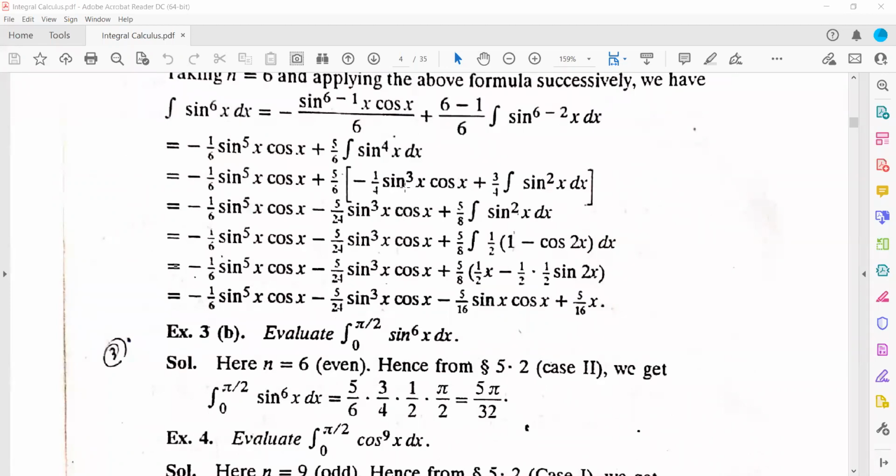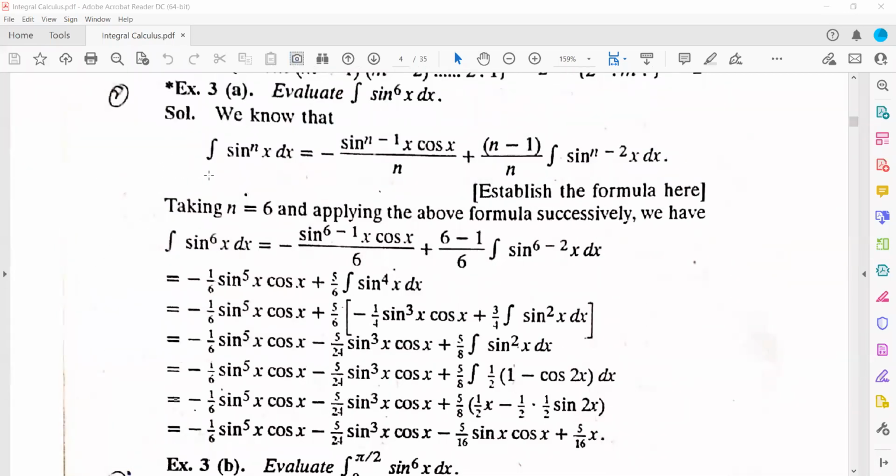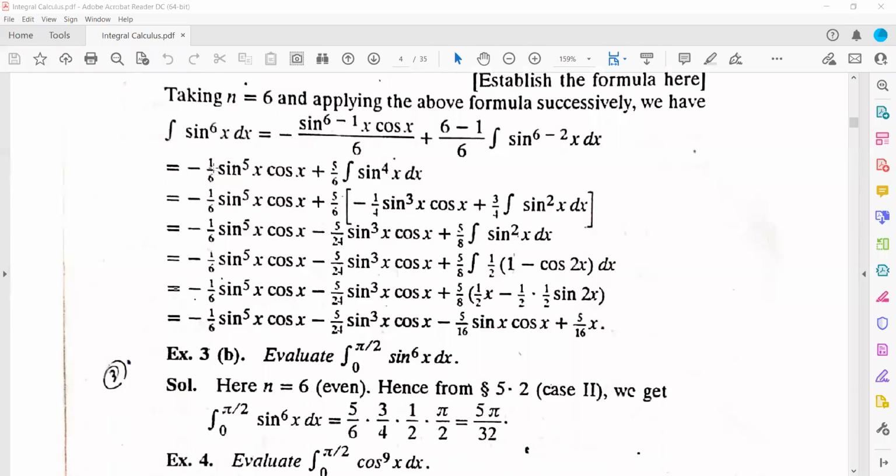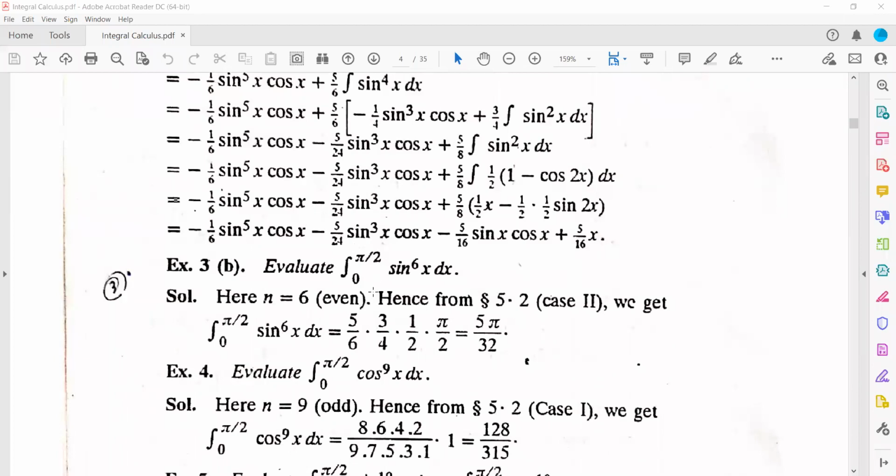Now, to the same question, if the limit of integration is from 0 to pi by 2, sine to the power 6x dx, here you can use the Wallis formula. But in the previous problem, why can't you use the Wallis formula? Because there is no limit of integration given. But here in the same problem, it is 0 to pi by 2, the limit of integration is given. So that is your Wallis formula. So you can use your Wallis formula here.